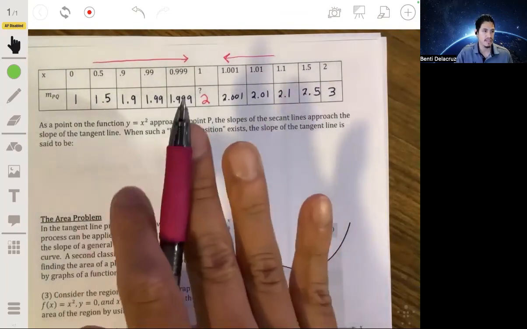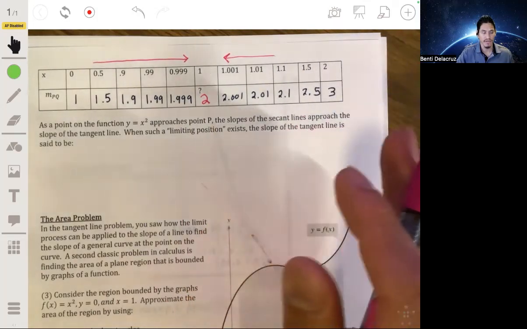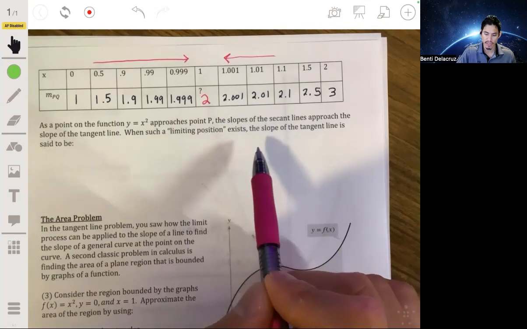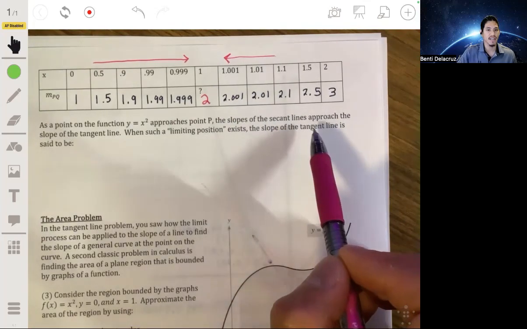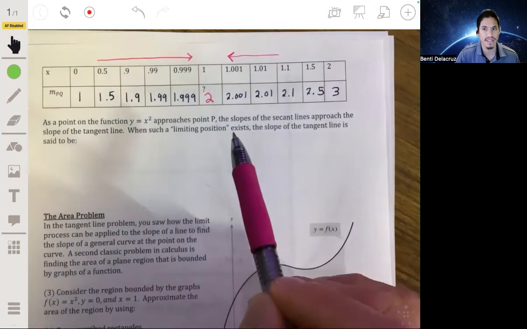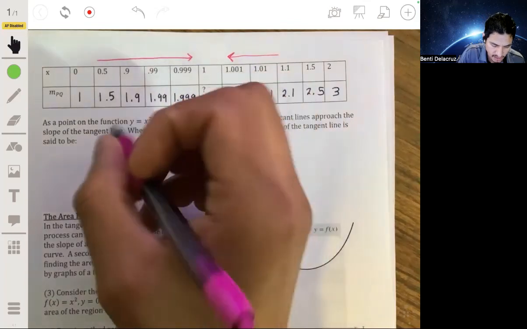And so what we say is that as a point on the function, in this case y equals x squared, gets closer to that point 1,1, the slopes of the secant lines approach the slope of the tangent line. And we talk about this in the sense of a limit, which again we're going to go into in this chapter. And we say that it's going to be the limit of the slopes of the secant line.